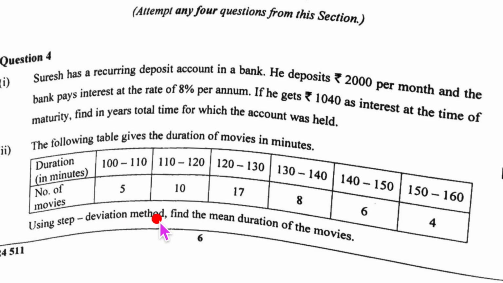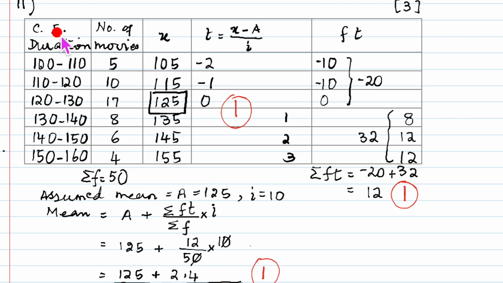Now for step deviation method, we need to make the columns. So here are the columns. The class interval will be the duration of the movies in minutes. The number of movies is going to be the frequency and the x value will be the mid value of the class interval. So 100 plus 110 upon 2, that will give us 105. This will be giving us 115. Corresponding to this will be 125 and then we have 135, 145, 155 like so.